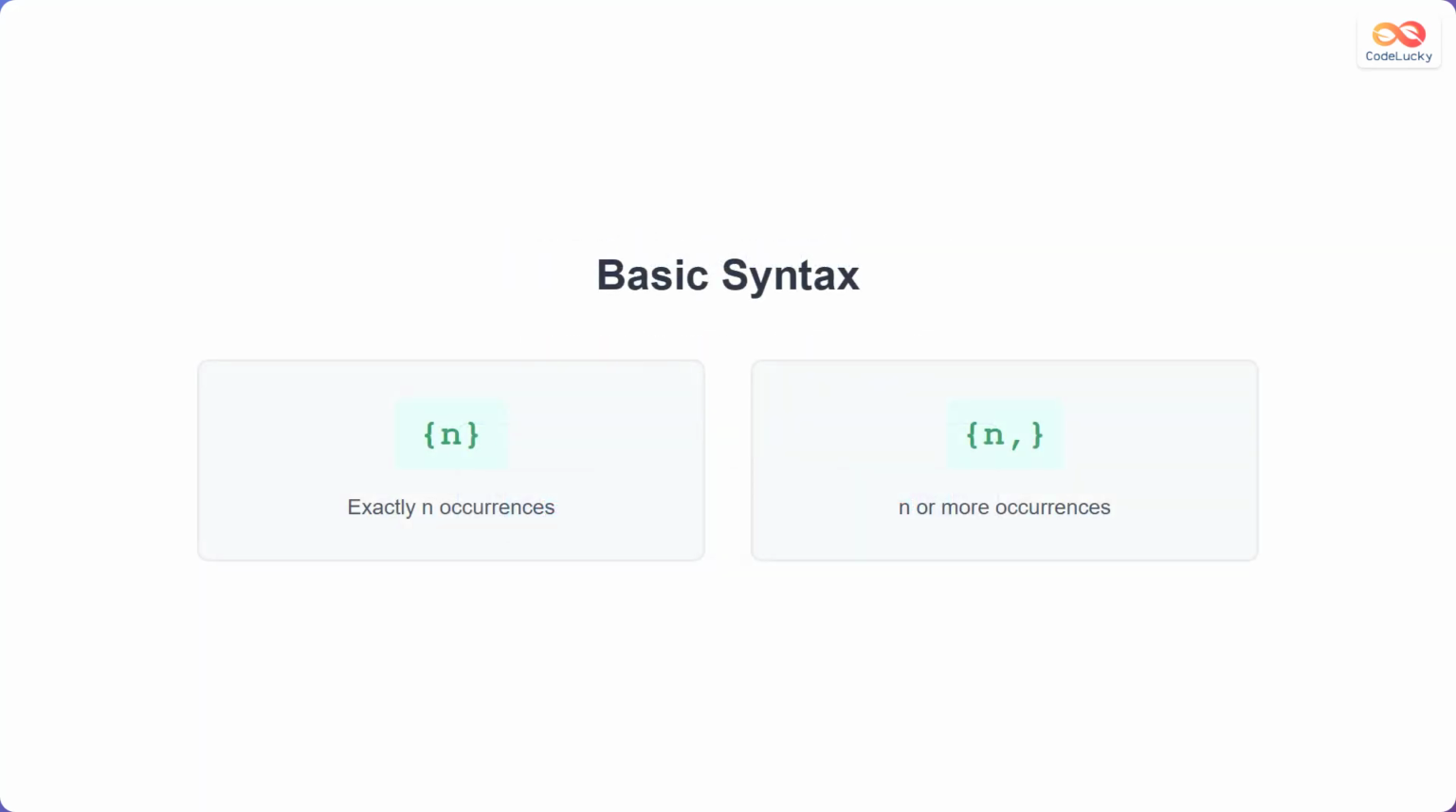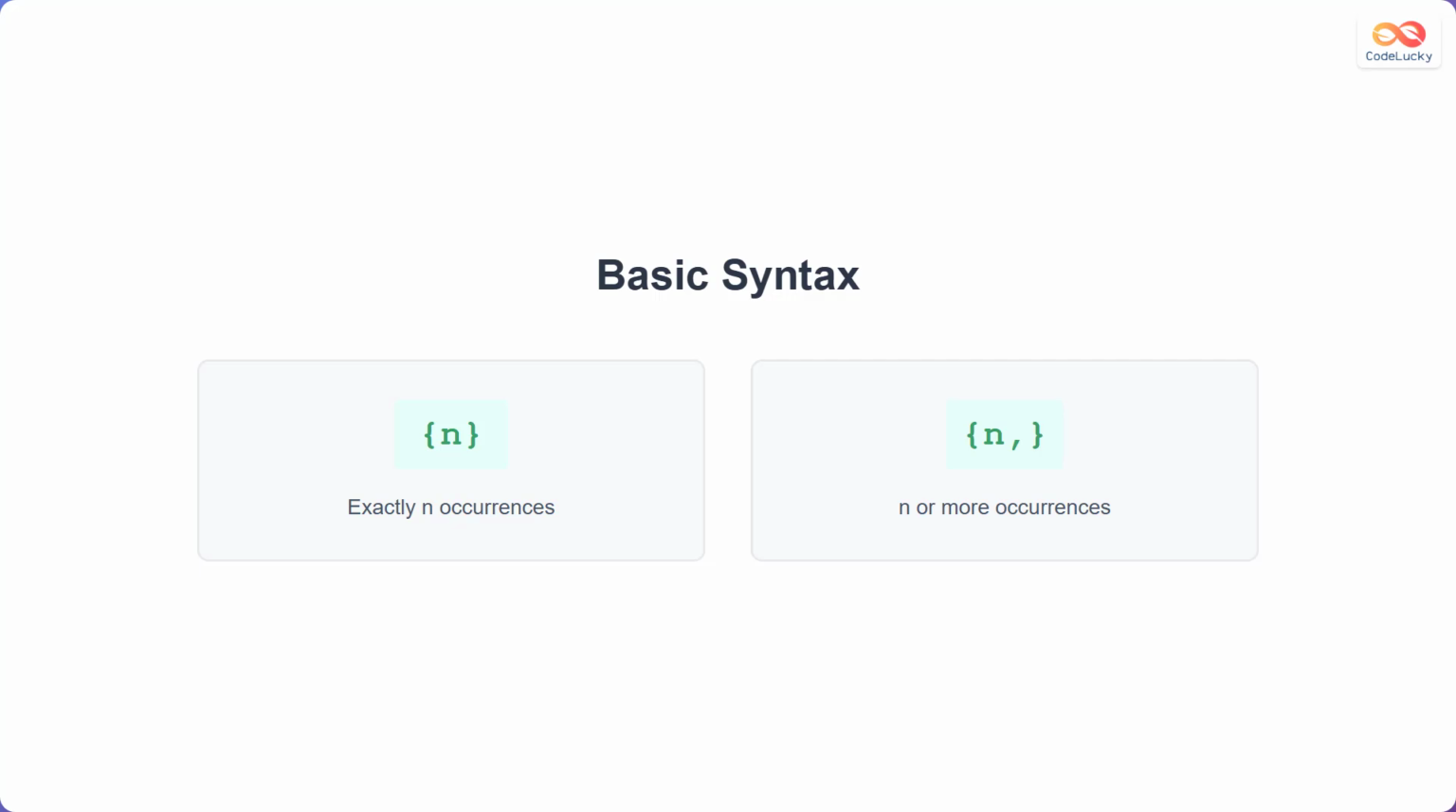Let's start with the basic syntax of specific quantifiers. The first syntax is {n}. It matches exactly n occurrences of the preceding character or group. For example, a{2} will match aa, but not a or aaa.